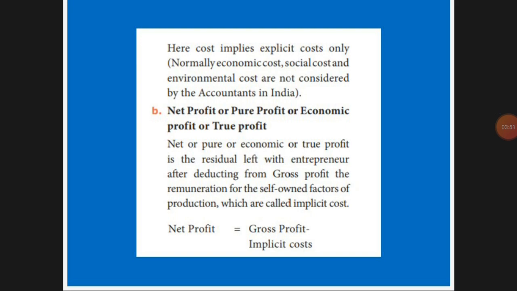So that's the pure profit, after meeting all the expenses, that is what they call the implicit cost. So after meeting all your implicit cost, what is left over is called net profit. The formula for net profit is gross profit minus implicit cost.